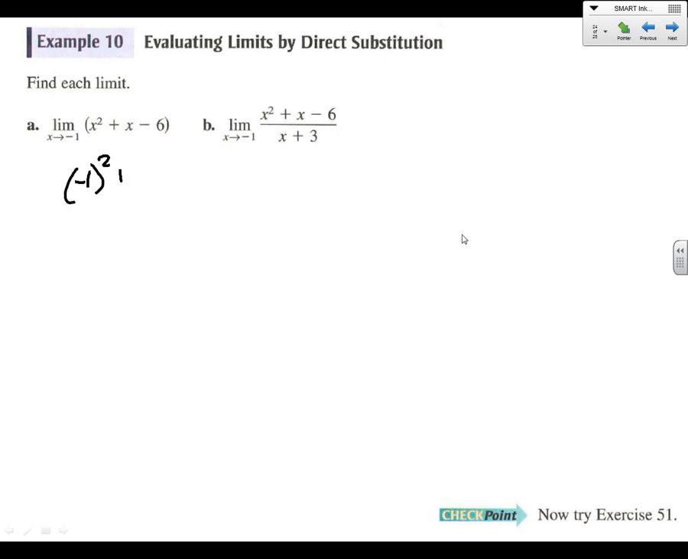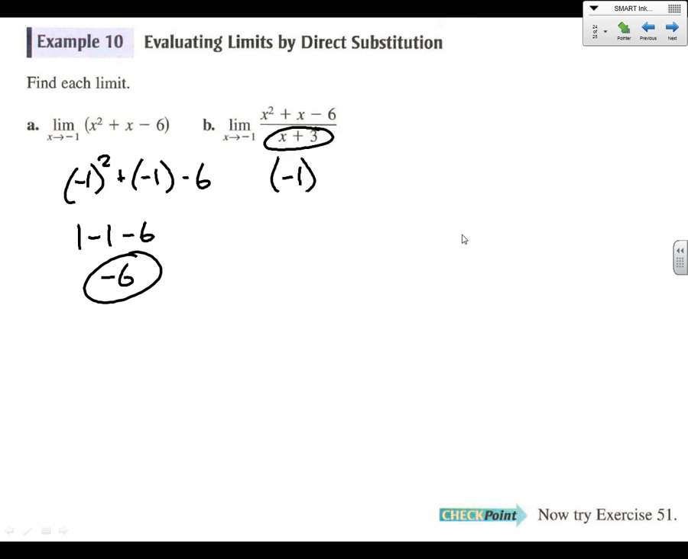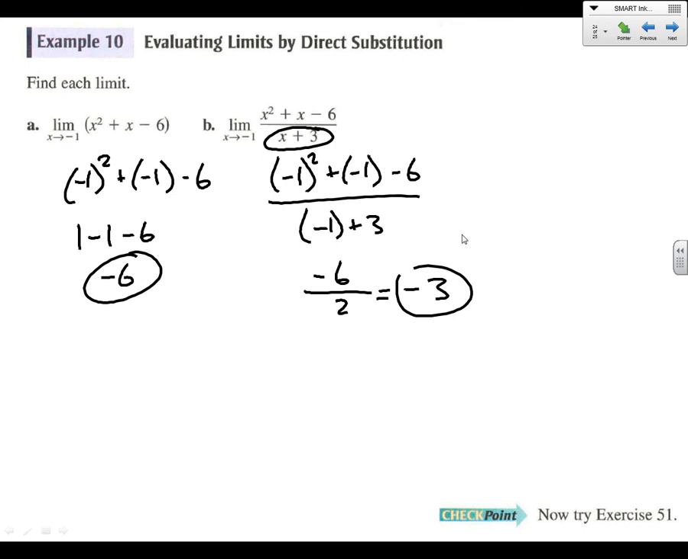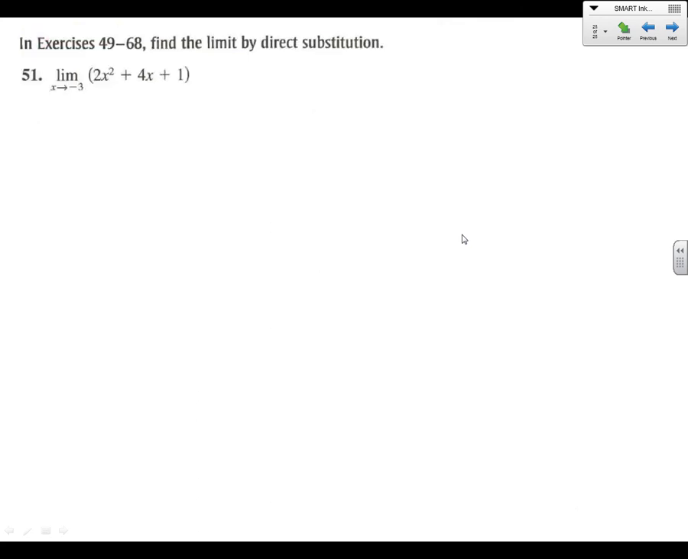-1 squared plus -1 minus 6 is 1 minus 1 minus 6, which is -6. And we can still do this because -1 minus 3 in the denominator is allowed. As long as x doesn't equal -3, we can do this via direct substitution. Over -1 plus 3, we already know that we've got -6 on top, and we've got 2 on the bottom, which is -3. One last problem to try for you here. 51, knock that out, and you are done with 12-1.